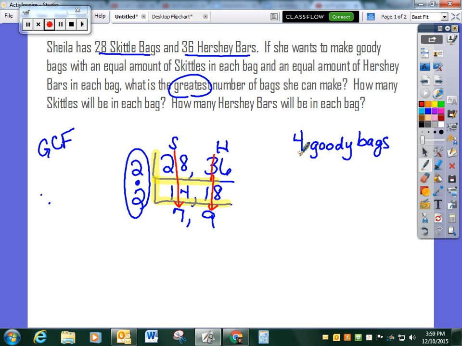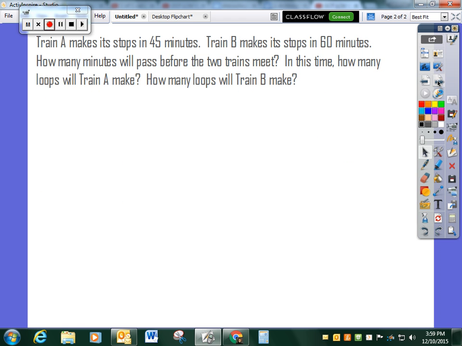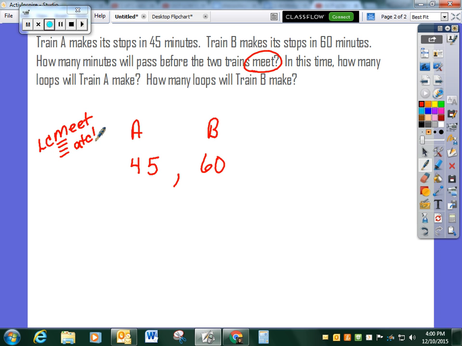Now, let's go to this question. Train A makes its stops every 45 minutes. Train B makes its stops every 60 minutes. How many minutes will pass before the two trains meet? When things meet or have to match, you have to use the LCM, because it lines things up.